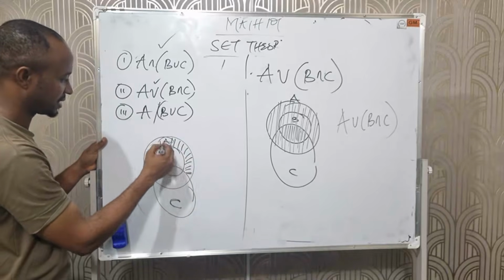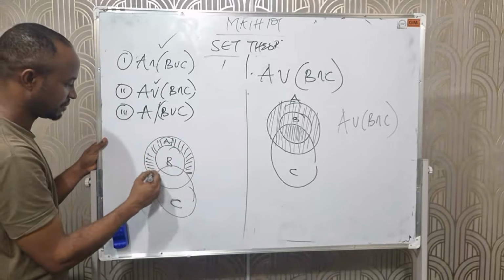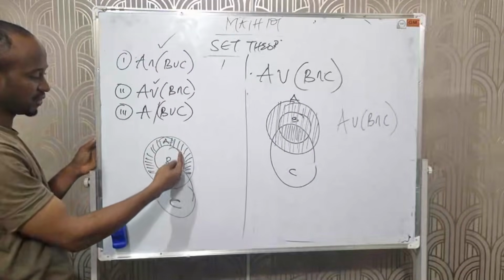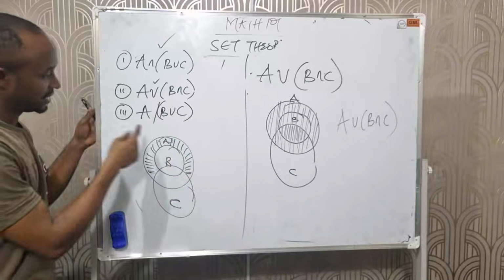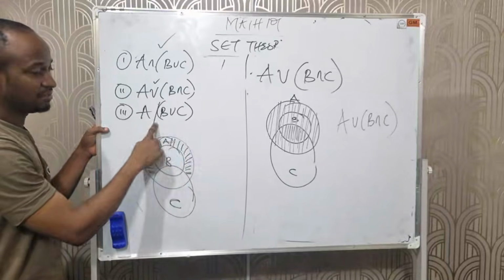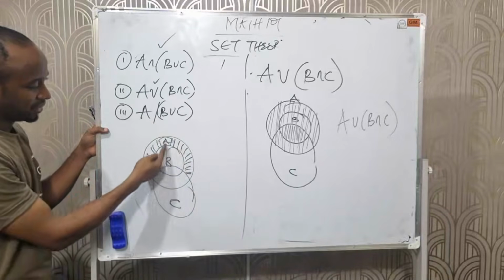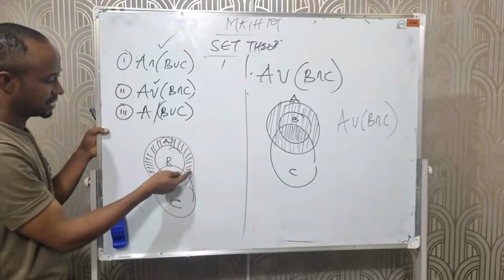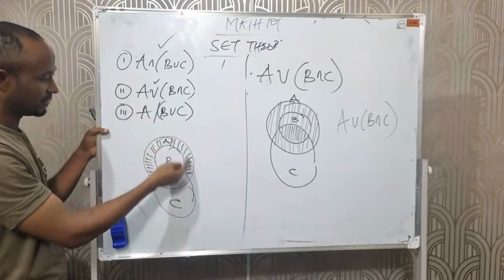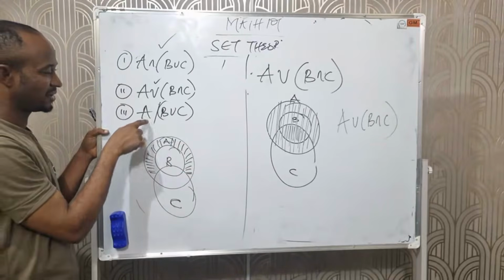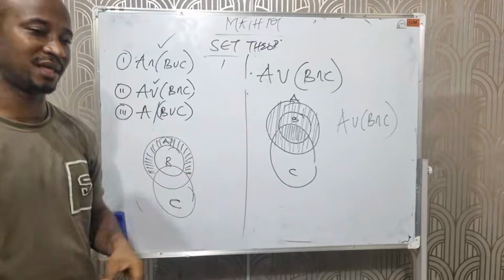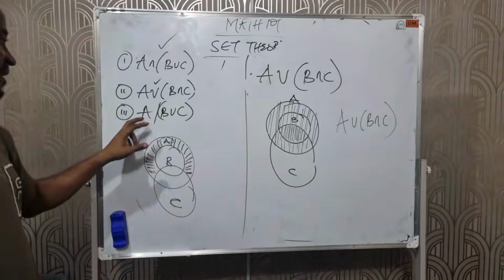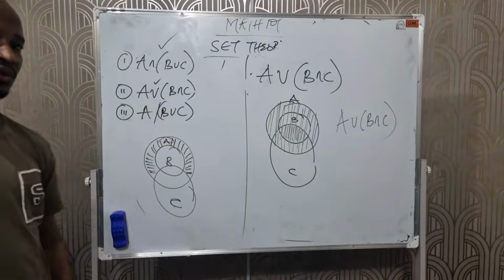Just this ring part, right? The ring part, this part. This shows elements that are found in A, but not in B union C. If you look at this now, not in B union C means only B union C is kept empty. So this is the required region we are looking for, which shows elements that are found in A, but not in B union C.